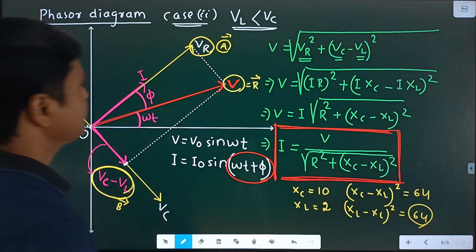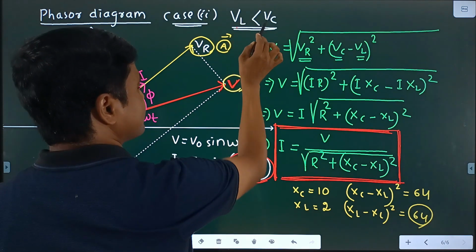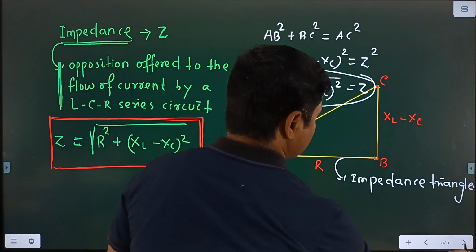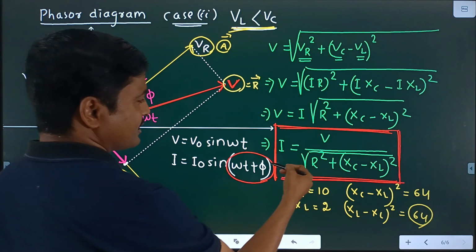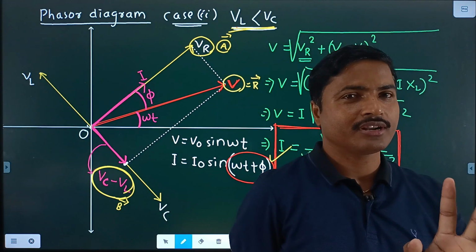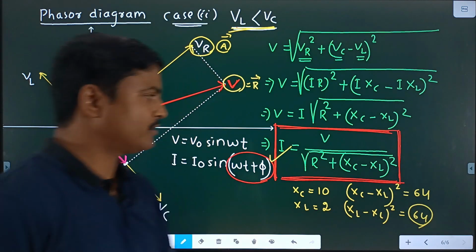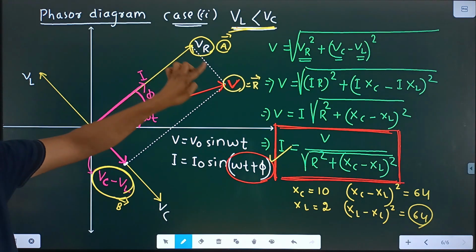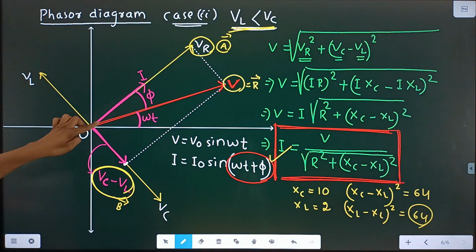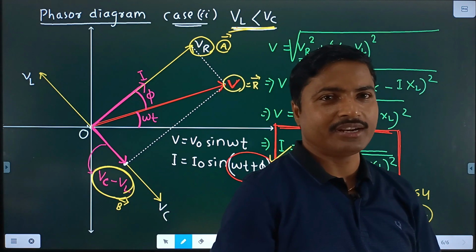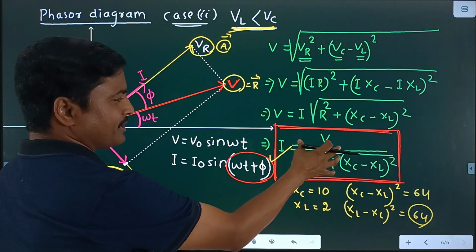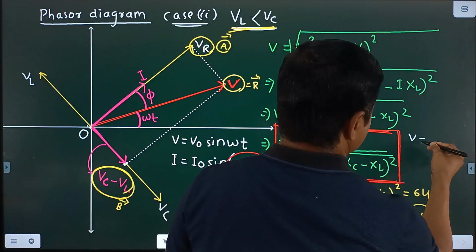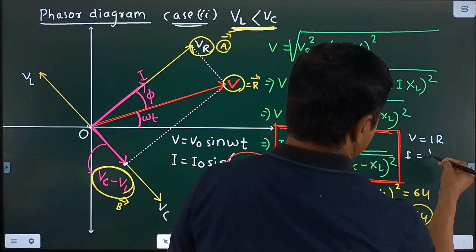In case 1, VL is greater than VC, this is the expression of the current. In case 2, VL is less than VC, this is the expression of current. And both expressions of current are the same. Clear? Why? Because the square is there. And here also, in the second case, a triangle is there. This one is the triangle, this one is the triangle. And from this triangle, we also calculate the expression of the impedance. And the same thing, this is the expression of current. If we compare this expression of current with Ohm's law, you know the mathematical expression of Ohm's law is V is equal to IR and I is equal to V divided by R.